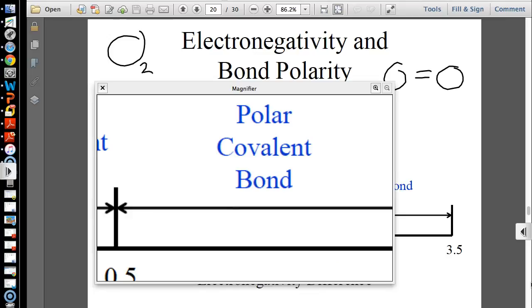Moving on, sometimes, like in our warm-up, sulfur and fluorine, for example: sulfur is not as electronegative as fluorine. Fluorine is the most electronegative element. So what I want you to do is find sulfur and fluorine on your periodic table, write the electronegativity values, find the difference, and tell me if it's a polar covalent bond or a pure covalent bond where they're equal.